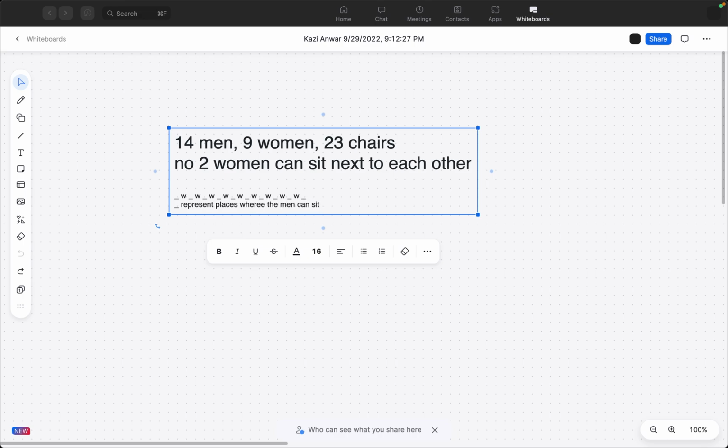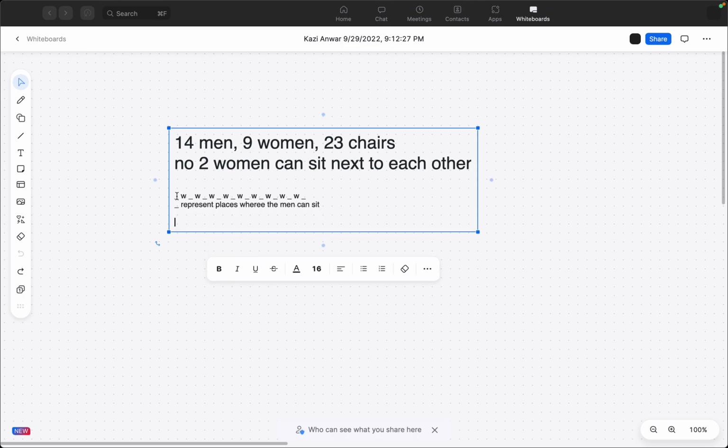So for this first box and this one here, you don't necessarily need to have a man sitting here. It's just that a man can sit here. You don't need one sitting here because there's no women here, right? So you don't really need anyone sitting here. You could end this off with a woman, right? He didn't have any restriction for that. But between two women, you must have at least one man.